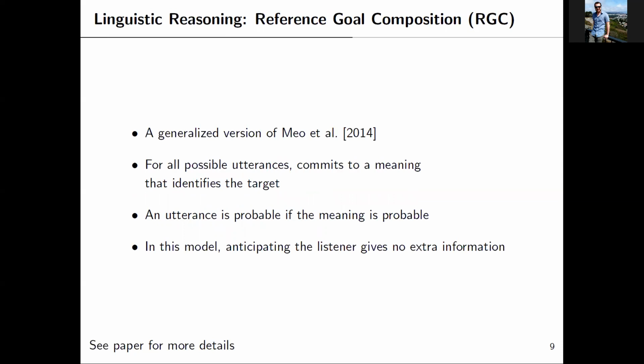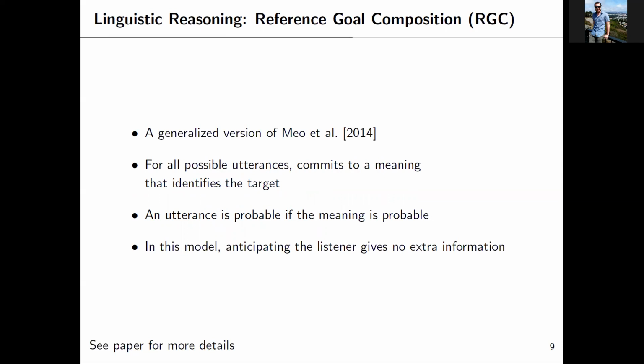The second speaker strategy, linguistic reasoning, is a model we have named reference goal composition, or RGC for short, and in general generalizes previous work. An RGC speaker chooses descriptions based on their meaning. It adapts the meanings of each utterance to see if they can be used to refer to the target and not the alternatives. An utterance is then probable if the adapted meaning is probable.